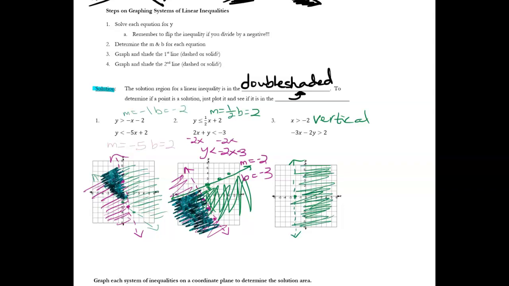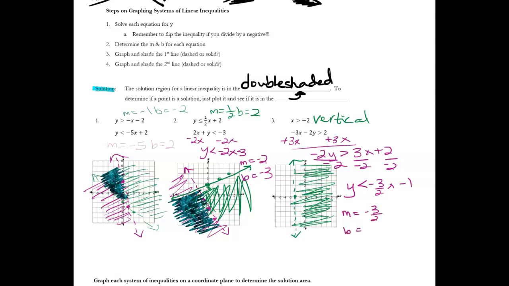Okay, so now the second one, I'm going to have to do some solving. So I'm going to have to add 3x to both sides. And I get negative 2y is greater than 3x plus 2. Make sure you bring that negative down. Some of you will forget that. And then I'm going to divide each thing by negative 2. And remember, when you divide by a negative, you have to flip it. So this becomes a less than sign. Negative 3 over 2 x minus 1. It doesn't matter if the negative's on the top or bottom. We just know that that fraction for slope is negative. So our m is negative 3 over 2. Our b is negative 1.